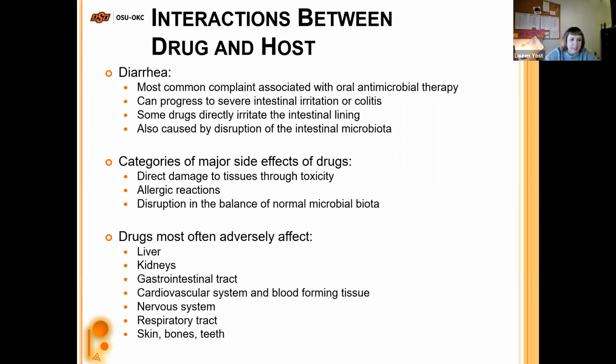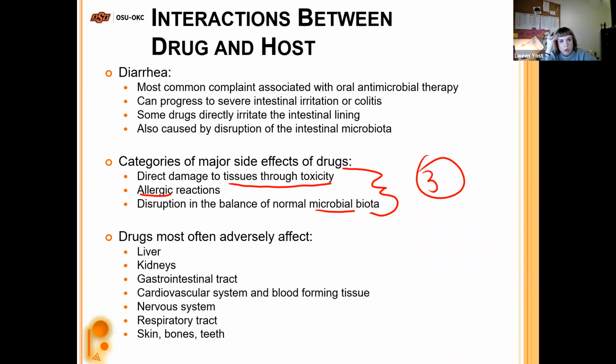So these are different kinds. These are probably the ones that I would try to be most familiar with: the different ways that they can affect you, either by being toxic to the tissues, or causing allergic reactions, or disrupting the balance of the biome. So it's like the big three there. Okay. All right.